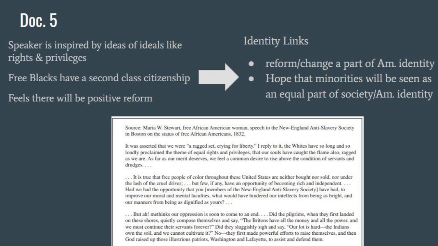This links to how the ideals that the United States was founded upon lead to reform activities that strive for freedom and equality for all, and that within America, there is hope for minorities that they will eventually be seen as an equal part of society and a part of American identity.